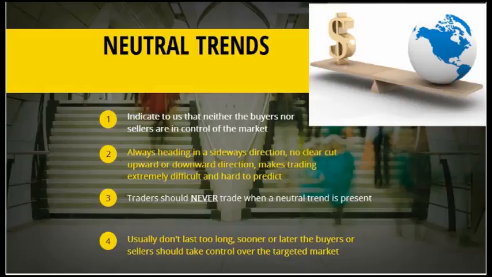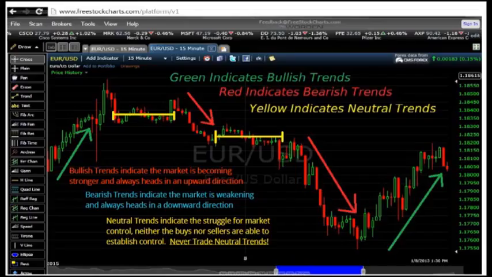The other type of trend is a neutral trend. Neutral trends are trends that we do not want to trade whatsoever. It indicates to us that neither the buyers nor sellers are in control of the market, always heading in a sideways direction. There is no clear-cut upward or downward direction. It makes trading extremely difficult and hard to predict. Traders should never trade when this type of trend is present. They usually don't last too long. Sooner or later, the buyers or sellers should take control over the targeted market.